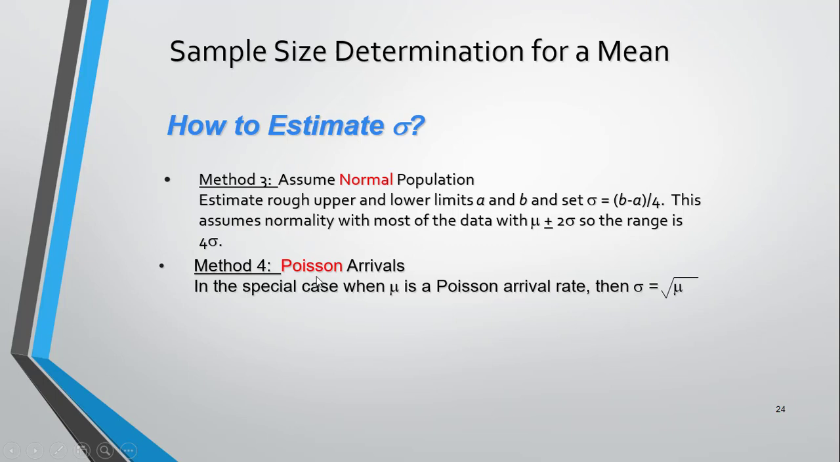And method 4 is using Poisson arrivals. In a special case, when mu is a Poisson arrival rate, then sigma is simply the square root of mu. You can use that to estimate. Okay, those give you the ways to estimate sigma to determine sample size.